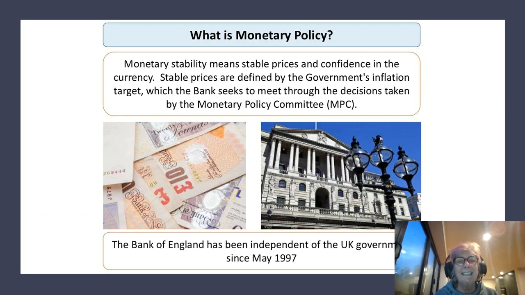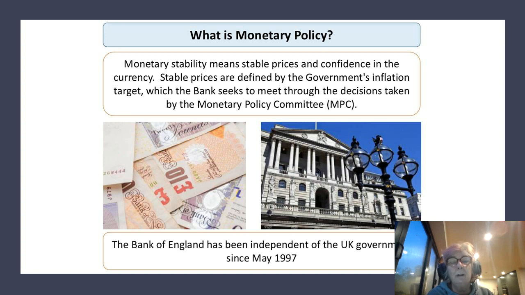So, monetary policy, what is it? Well, as the name suggests, it's all about controlling money. It's about controlling the money supply, and it's about controlling the cost of money. And when I talk about the cost of money, I really mean interest rates. So monetary stability means stable prices. Remember, that was one of the government's objectives, stable prices. It means keeping inflation low because that helps to maintain the value of our currency in a global market.